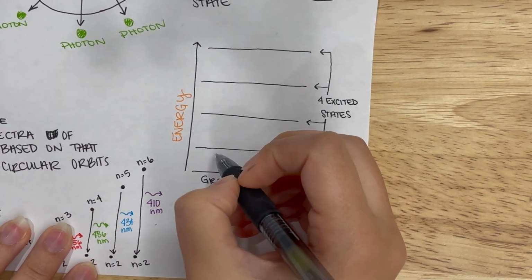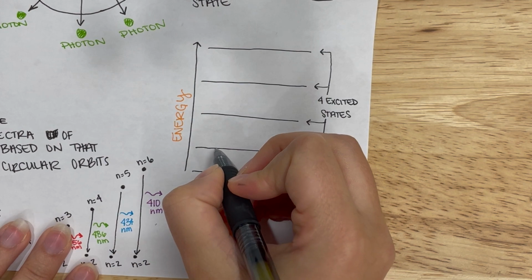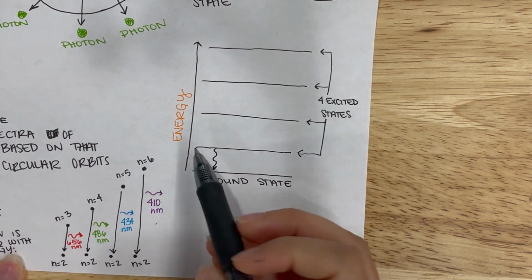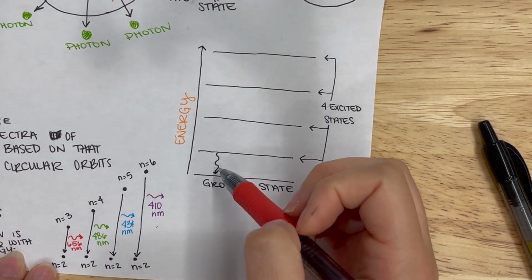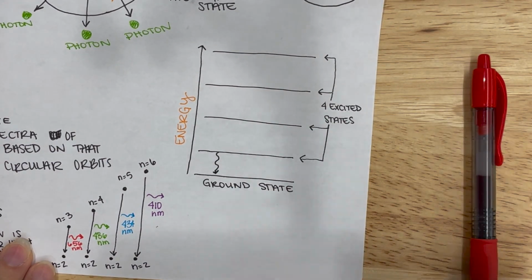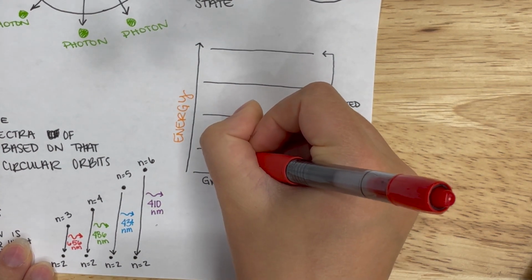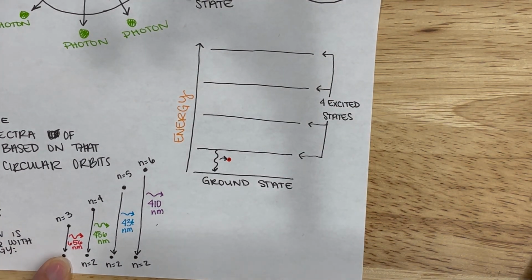So if we have an electron that pops up to the first one, when it goes back to the ground state, if we're looking at the same kind of thing that we were over here, this would release a red photon, right? This would release a red particle of light because this is its wavelength, right?